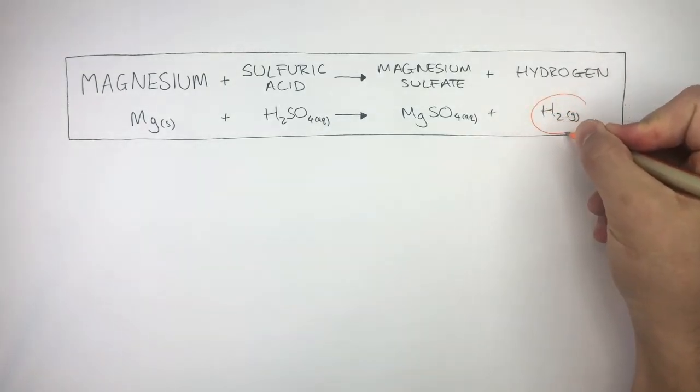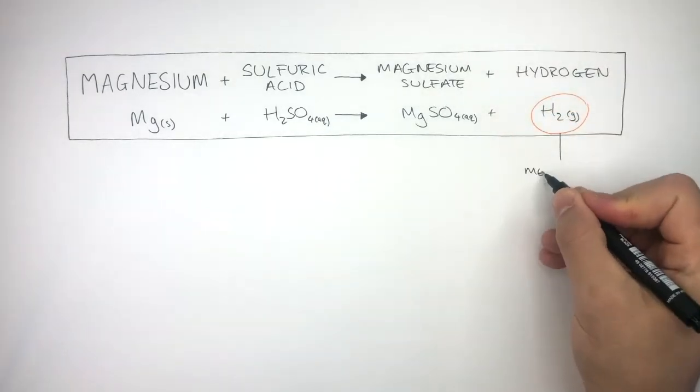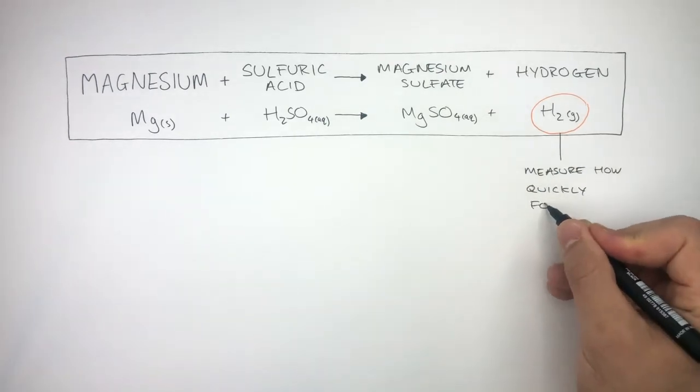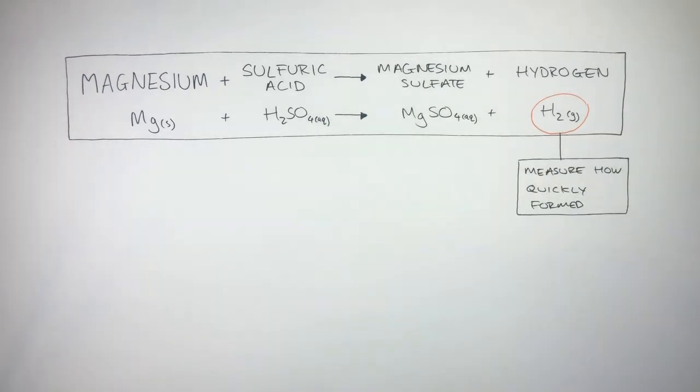Hydrogen is a gas at room temperature, and we're going to measure how quickly hydrogen has formed. In order to do this, we need to accurately measure the volume of gas produced at regular intervals using a timer.